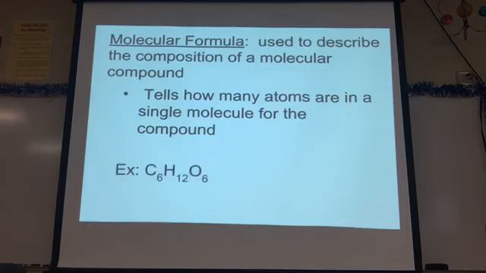So if it says C6H12O6, that means we have 6 carbons, 12 hydrogens, 6 oxygens, right? So that is what a molecular formula is. You've been writing these when you crisscross your charges and you make formulas. Like glucose? Yes. Very good.